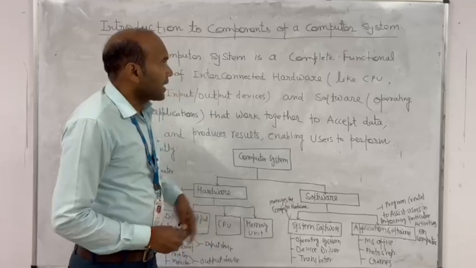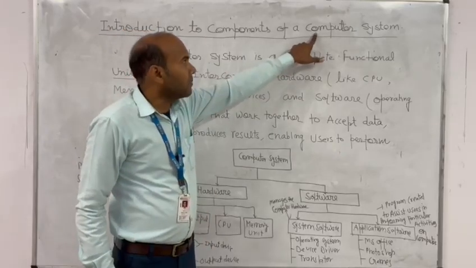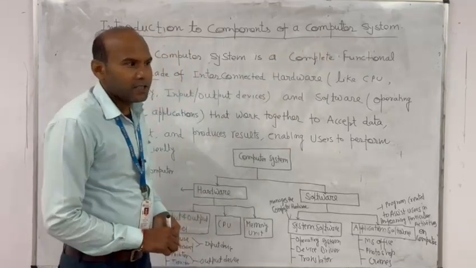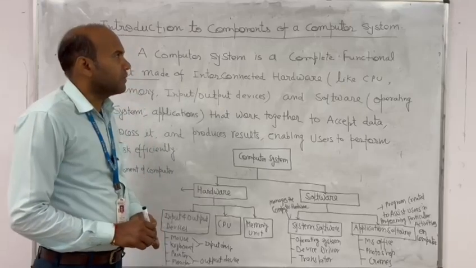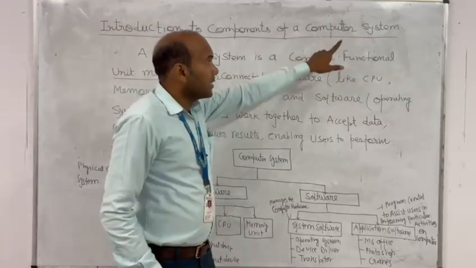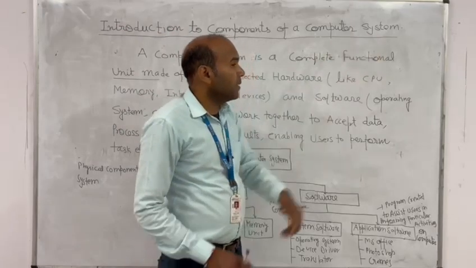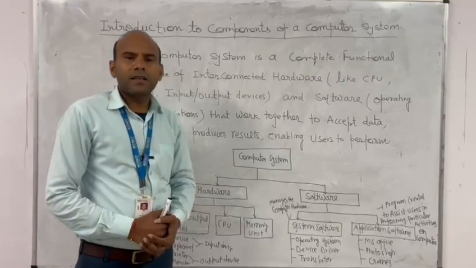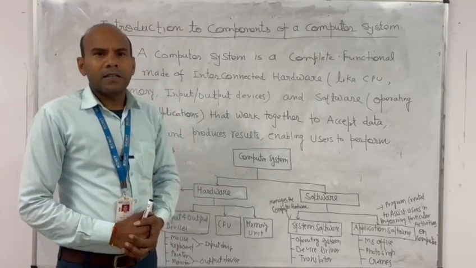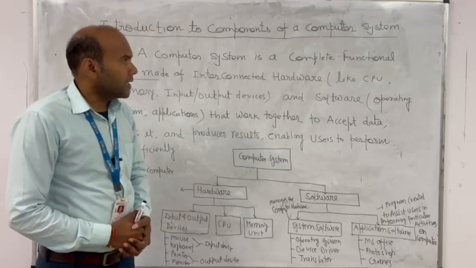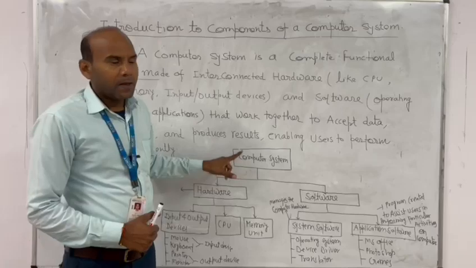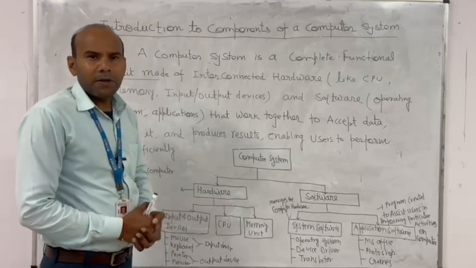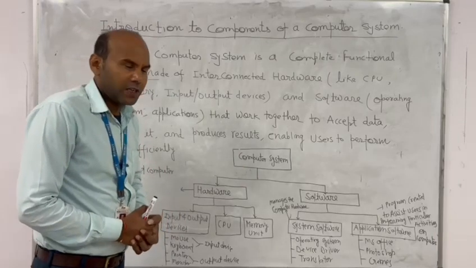A computer is an electronic device that performs arithmetic and logical operations. Arithmetic operations are addition, subtraction, multiplication, and division. Next is the system. What is a system? Basically, a system is interrelated components working together towards a common goal, by accepting input, processing it, and producing output.